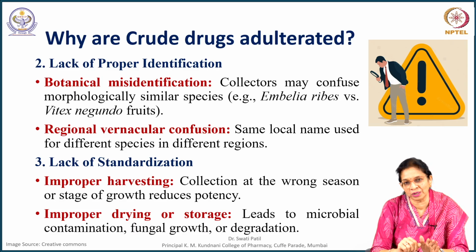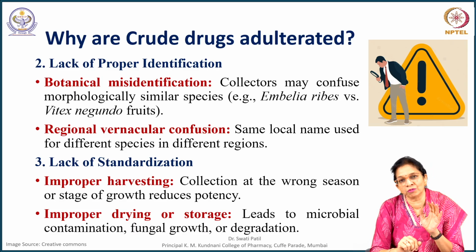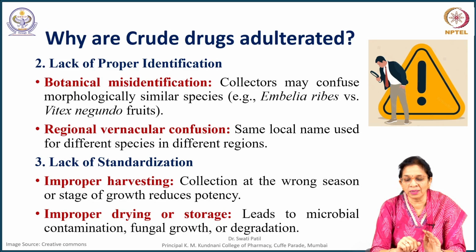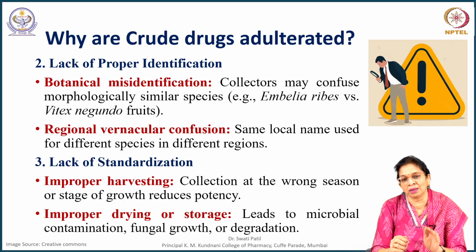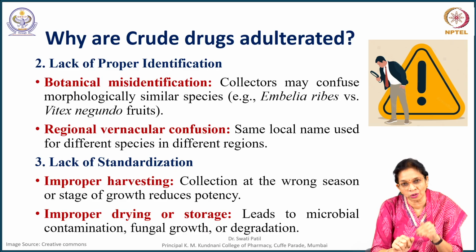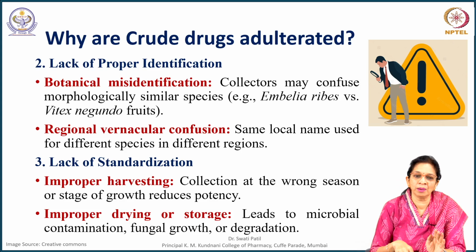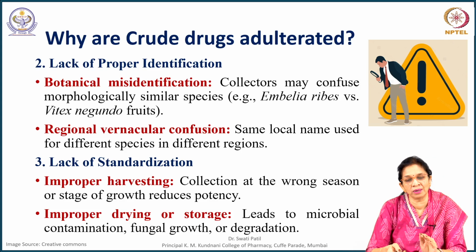Improper drying or storage: when you collect the drug fresh and store it without proper drying, this leads to microbial contamination. Many times, the microbial growth is killed by heating the drug or drying it in sun, but whatever microbial toxins are there still remain in the drug. This is improper drying or storage, and adulteration caused by those microorganisms, fungal growth, or by degradation of the drug.